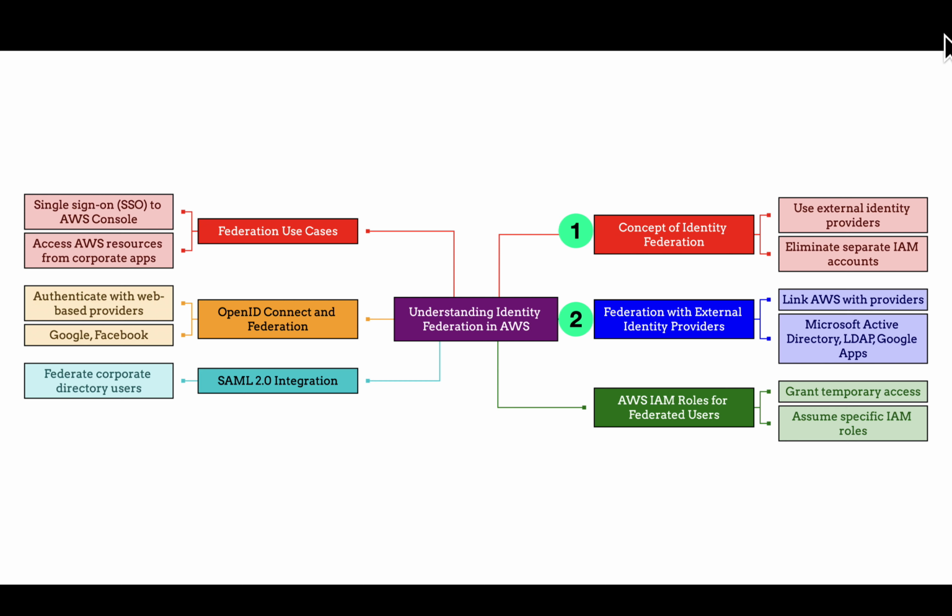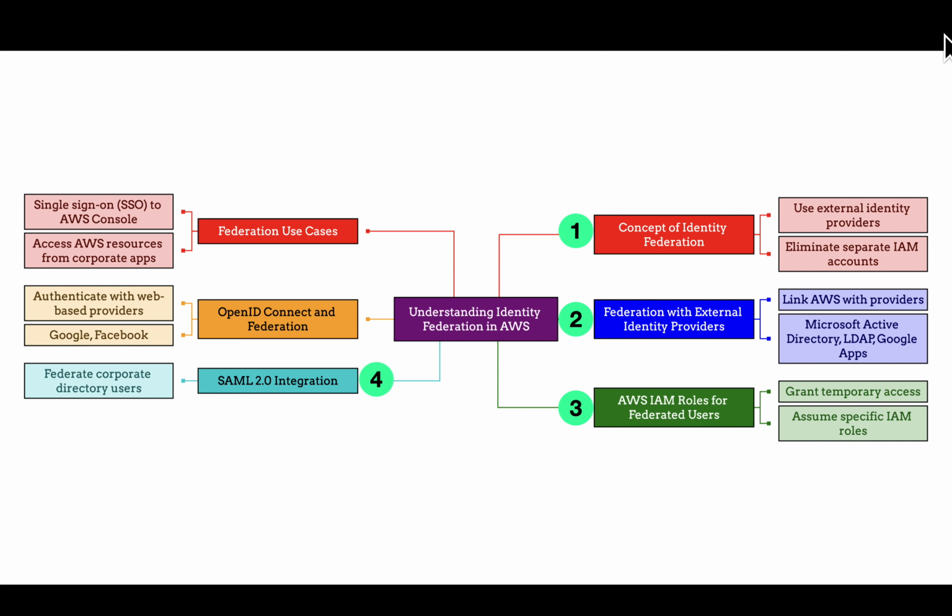2. Federation with external identity providers. This involves linking AWS with identity providers like Microsoft Active Directory, LDAP, or Google Apps. 3. AWS IAM roles for federated users. Federated users are granted temporary access to resources by assuming specific IAM roles.